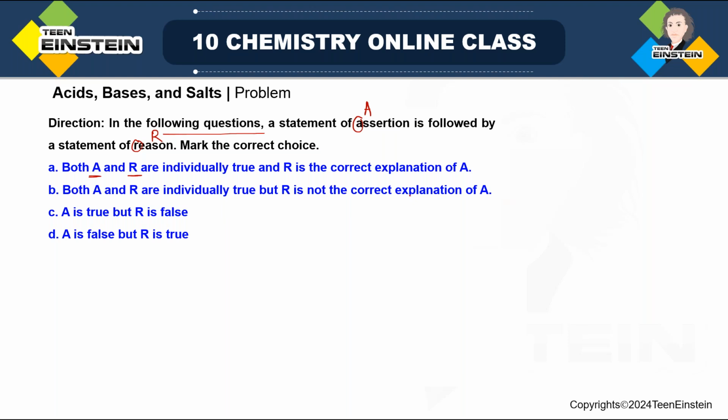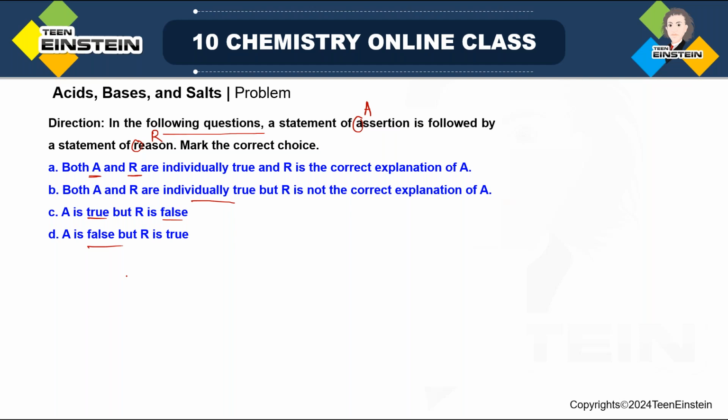So this is one condition possible. Second thing that is possible, both are again individually true, but it is not necessary that R will be the correct explanation of A. That is another possibility. The third possibility is the first statement is true, not the second one, and the last possibility is false and true. Though there are some other possibilities possible, that is both are true, both are false, but that is not present here. You just have to choose among these 4.